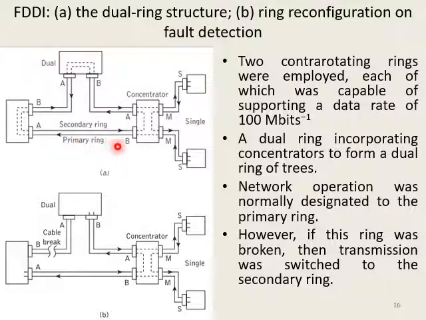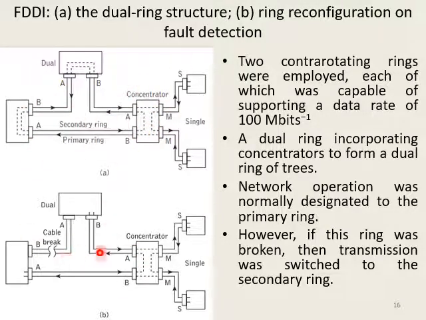A and B are the names given for the primary and secondary link or unit from the user to the receiver side. The rings were capable of supporting many data rates; however the information is passed, either through the primary ring or the secondary ring, the speed is defined as 100 Mbps. The dual ring is concentrated to form a dual ring tree. So there are two rings here, and a dual ring tree structure is formed, which you can see in diagram A.